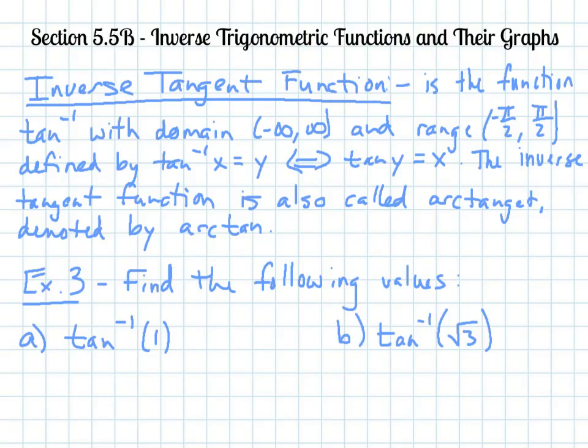Today's section, 5.5b, is inverse trig functions and their graphs. Here we'll be talking more specifically about the inverse tangent function. Like the sine and cosine functions that are inverses, the function tangent inverse has a domain that is all real, so you can get any value, but the range is restricted between negative pi over 2 and pi over 2. You can't get those values, because remember that tangent's undefined at those points.